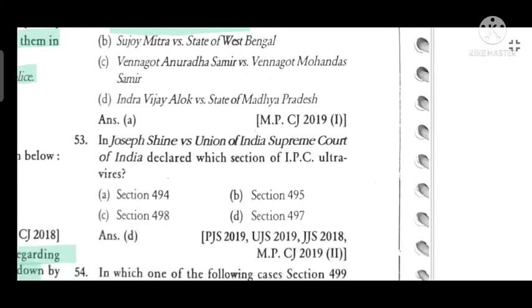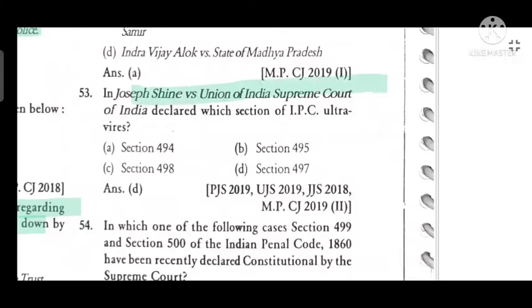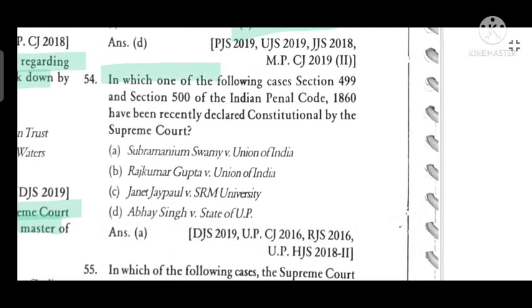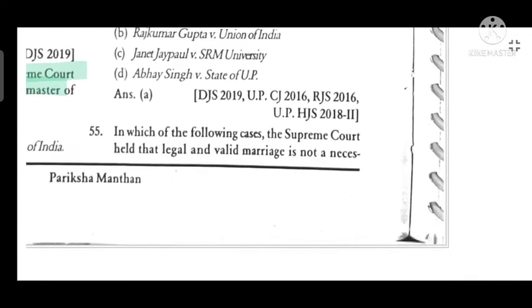Laxmi versus Union of India. Joseph Shine versus Union of India: the Supreme Court declared which section of IPC ultra vires? Section 497. In which one of the following cases have Sections 499 and 500 of IPC recently been declared constitutional by the Supreme Court? Subramanian Swamy versus Union of India.